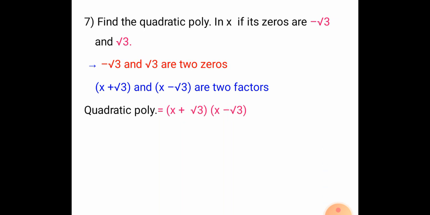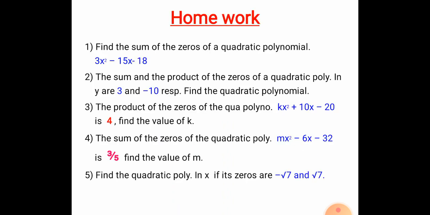Now the quadratic polynomial, we have to multiply them, x plus root 3 and x minus root 3. If you see carefully, this is like a plus b, a minus b. So you can use the identity here and your final answer is x square minus 3. Now based on this example, there is one more homework. Altogether 5 examples, very simple, which you are supposed to do in your homework.